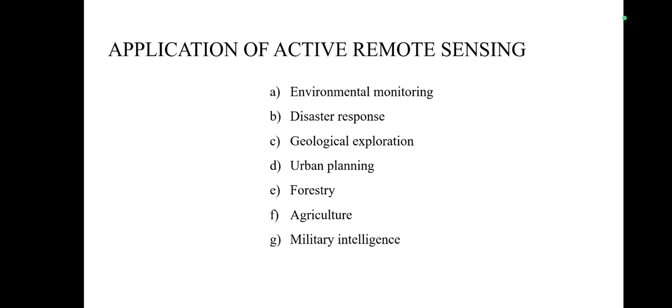Forestry: whether the land is capable of forestry or any other purpose can be calculated by active remote sensing. Agricultural purpose: whether the land is dry or able to grow crops can also be monitored by active remote sensing. And also military intelligence: whether military personnel are able to spot their target in the area or not can be captured by active remote sensing. So it is very useful for many things beyond passive remote sensing.